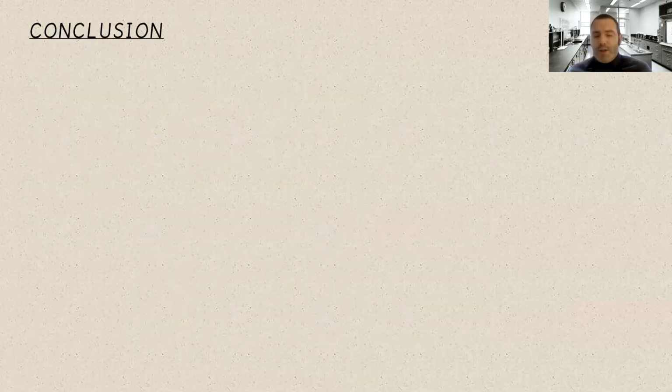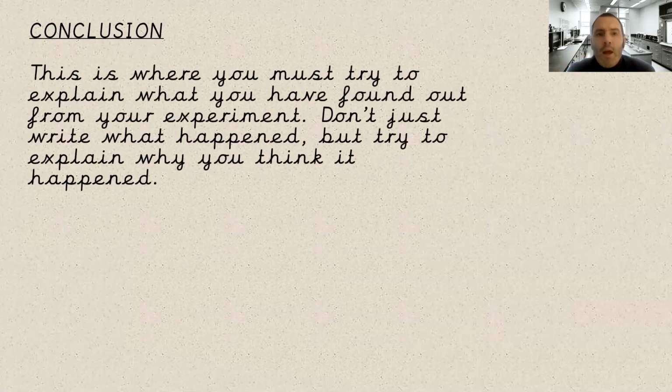Our conclusion. So this is what brings our investigation together. This is where you must try to explain what you found out from your experiment. Don't just write what happened, "I found out that this happened." It doesn't really explain your thought process behind why you think it happened.